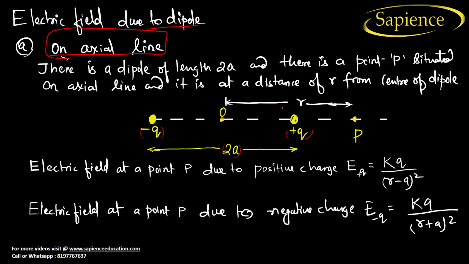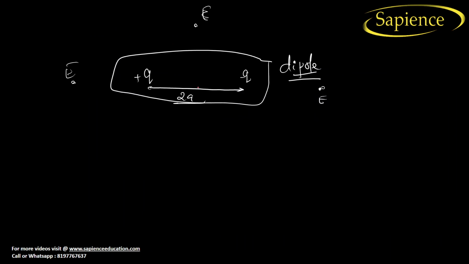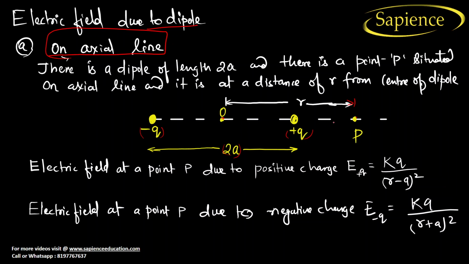Now at a point P, which is at a distance of r from the center of the dipole. Whenever you want to find the position of any object or any place from the dipole, you have to take the center. If you are here, you have to take the distance from the center only. So we are considering this distance as r. Now, the basic formula you should always remember is that electric field is equal to kq by r square.